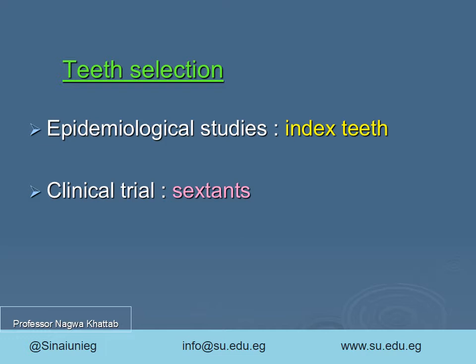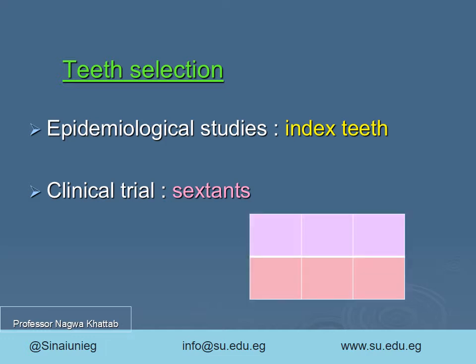Teeth selection. Which teeth will we apply this index to? We have two types. For epidemiological studies, we use index teeth, specific teeth. In a clinical trial, we use the sextant. Sextant means I will examine the whole oral cavity and I will record in what's called an index chart. Six teeth only will be recorded.